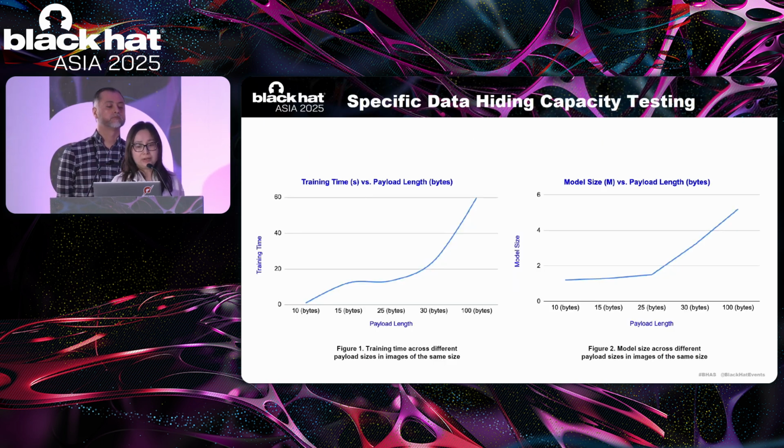Now we also evaluate the performance for the specific data hiding. We show the correlation between the payload and the training time on the left and the model size on the right. We can see as our payload size increases, the training time also increases, and the model size also increases. It's obvious. But if we want to encode a 100 bit malicious payload into the image, we can finish within less than 1 minute, and the model size is smaller than 6 megabytes. So this means it's still practical for our attacks.